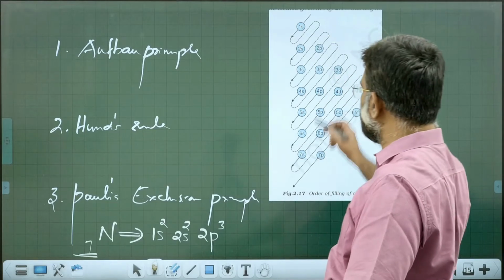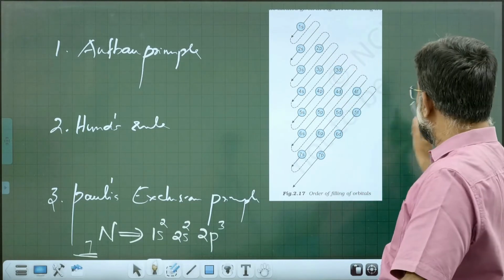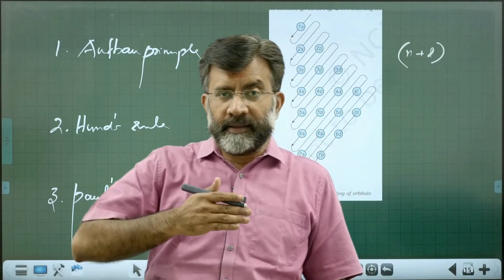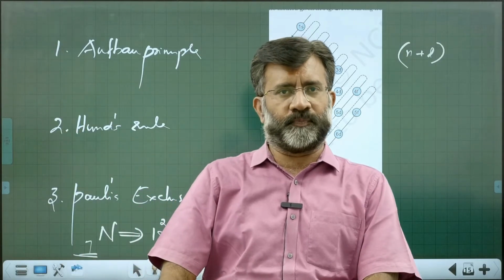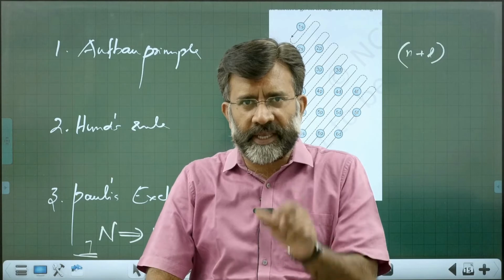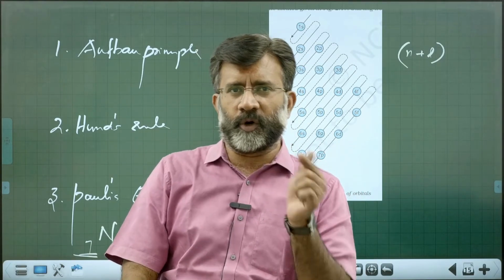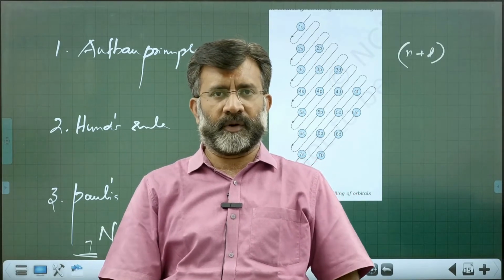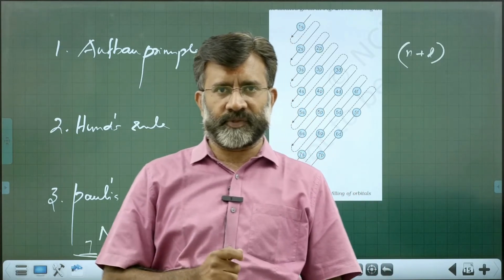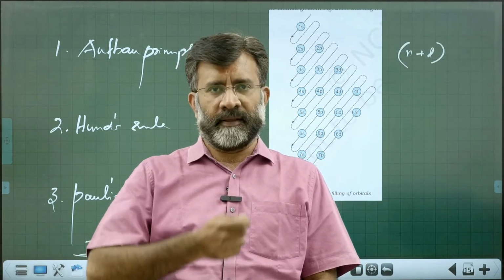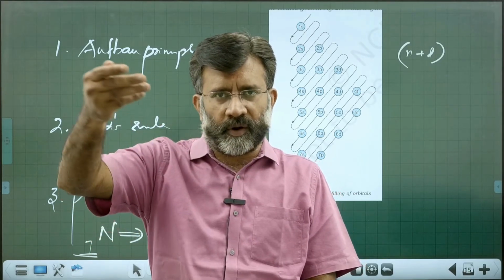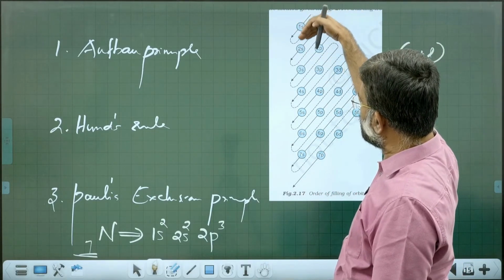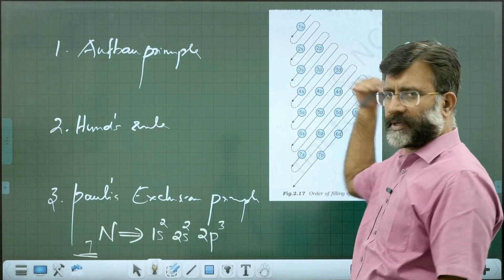It is configuration done in the increasing order of energy, or we can say it is based on n plus L value. Electronic configuration is done in the increasing order of n plus L value. Suppose 2 orbitals have the same n plus L value, the one with the lower n value will be filled first, right? Aufbau principle: electrons are filled in the increasing order of energy. Minimum energy 1s, then 2s, 2p, 3s, 3p, 4s, so on.